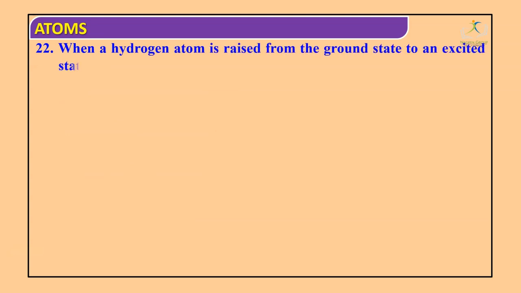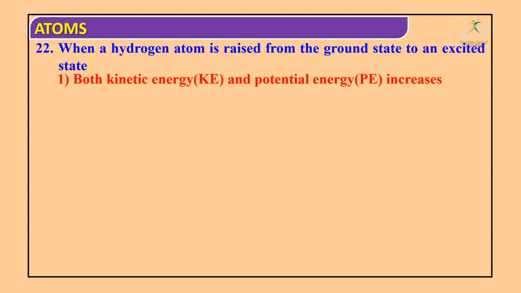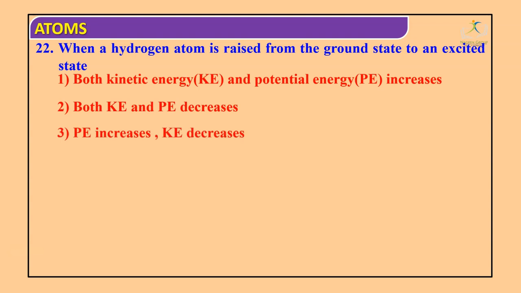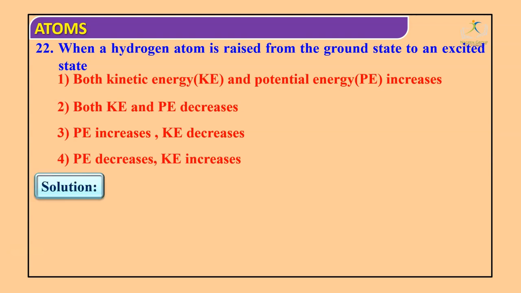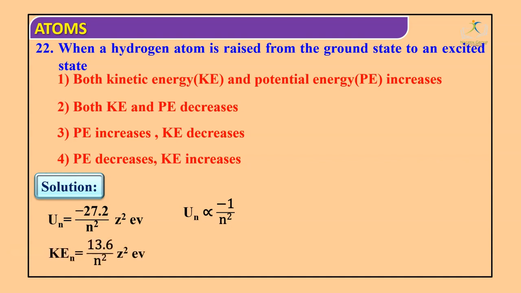Next question. When a hydrogen atom is raised from the ground state to the excited state, both kinetic energy and potential energy increase, both kinetic energy and potential energy decrease, potential energy increases and kinetic energy decreases, or potential energy decreases and kinetic energy increases. So the solution part is, U_n is equal to, we know, -27.2/n² Z² electron volt. So U_n is directly proportional to -1/n². And kinetic energy is equal to 13.6/n² Z² electron volt. So kinetic energy is directly proportional to 1/n². Hence the correct option is 3.